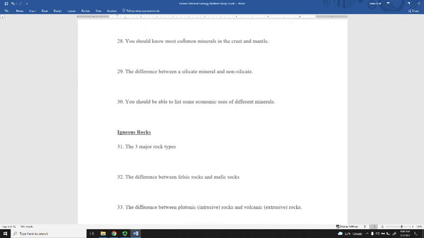You should also know some of the most common minerals of the crust and mantle. For the crust, know that it's feldspar. That's the most common mineral. And for the mantle, know that it's olivine. And know the difference between a silicate mineral and a non-silicate. Like I said, silicate minerals have silica, right? That's all there is to it.